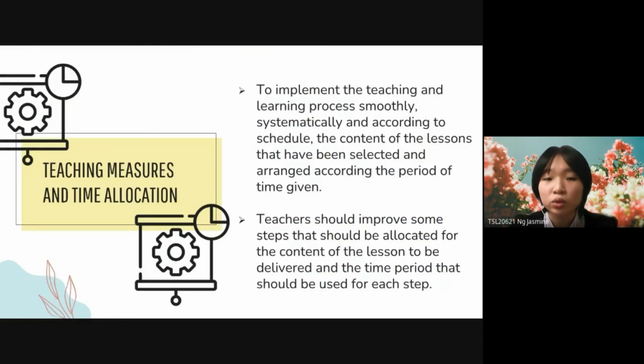These are the things we need to take note of in teaching measures and time allocation. As teachers, we need to implement the teaching and learning process smoothly, systematically, and according to the schedule. So the contents of the lessons should be selected and arranged according to the time period given. Teachers should then plan some steps that could be allocated for the content of the lesson to be delivered and the time period that should be used for each step. For example, if the time period given is 30 minutes, teachers should plan out activities or lessons that are appropriate and suitable for this time period.